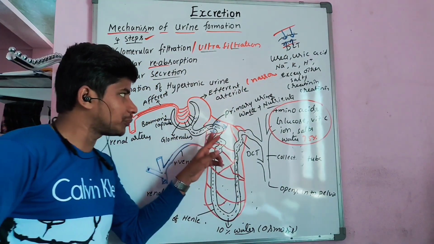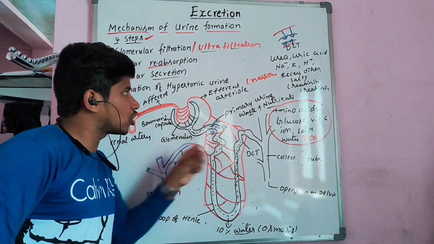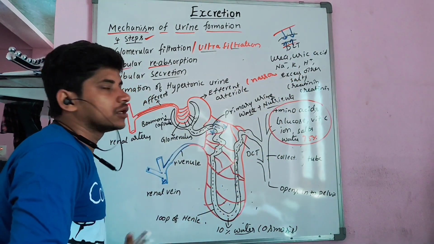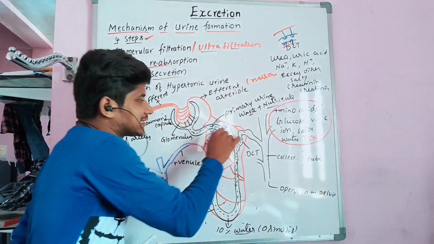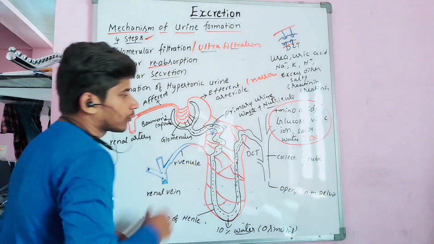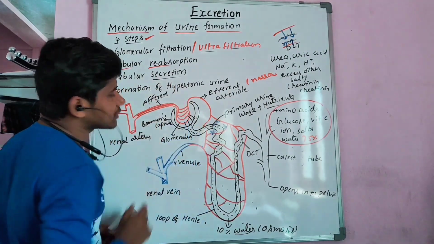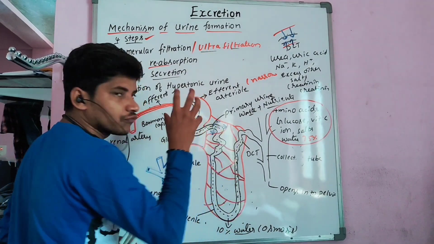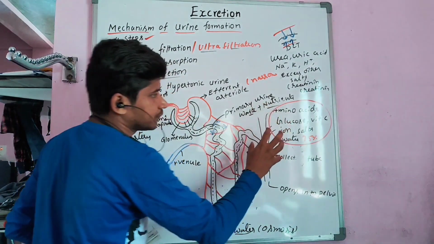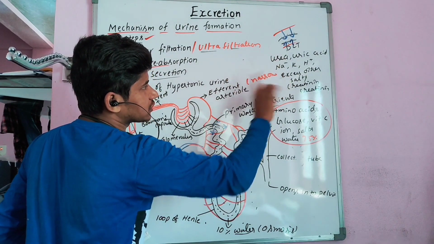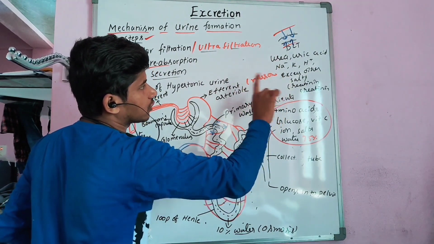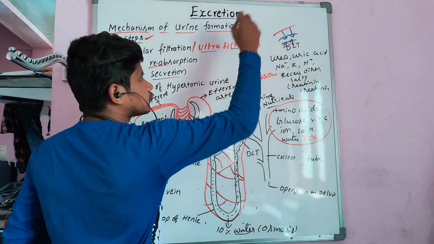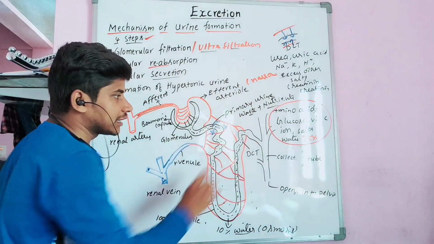See here at the PCT, the peritubular network absorbs the nutrients. Then at the DCT, from the peritubular network, only the waste is secreted into the DCT, not a useful product. So that is what we call tubular secretion. At the DCT region, from the blood capillaries, only the waste like urea, uric acid, salts, and excess of salts, including creatinine.